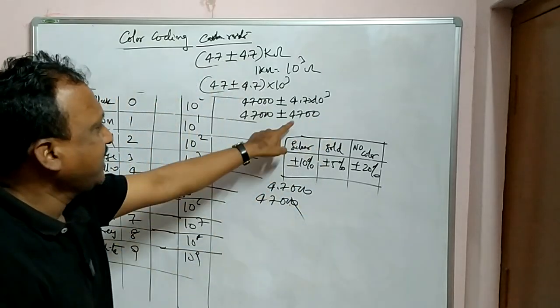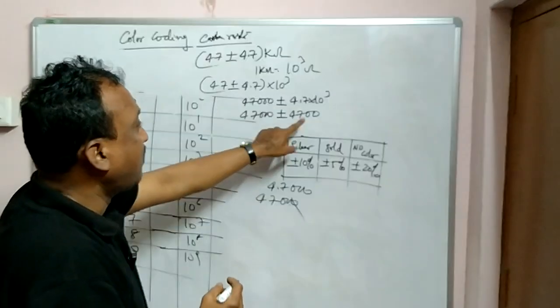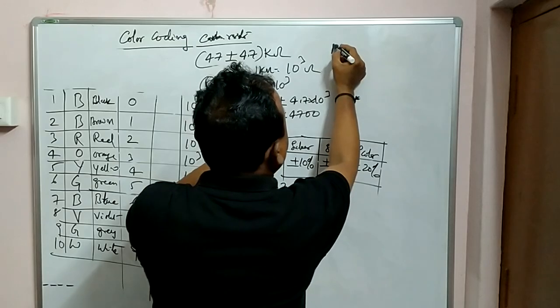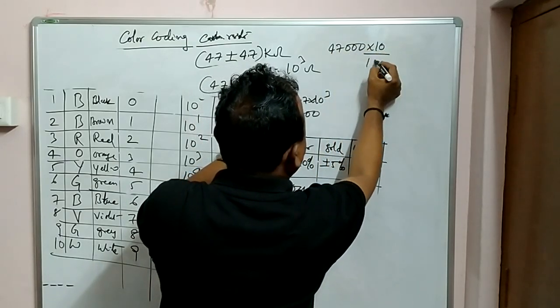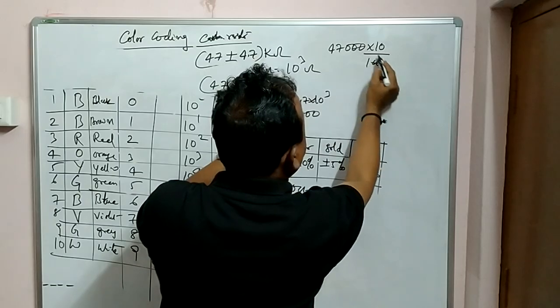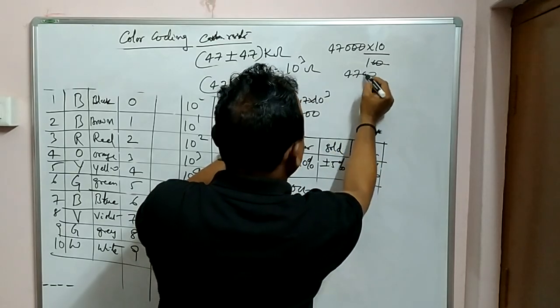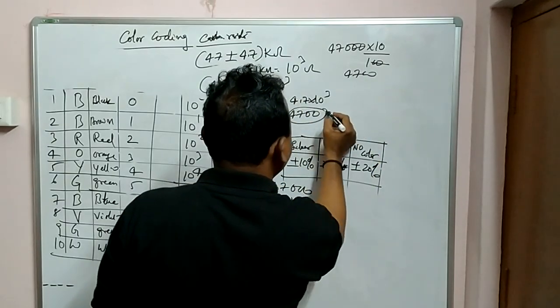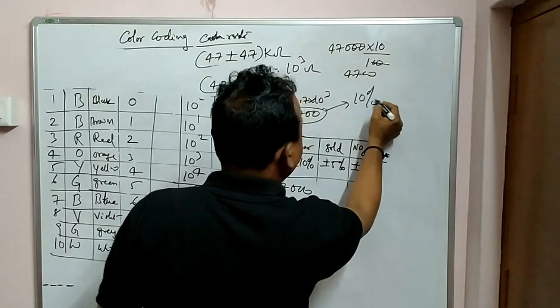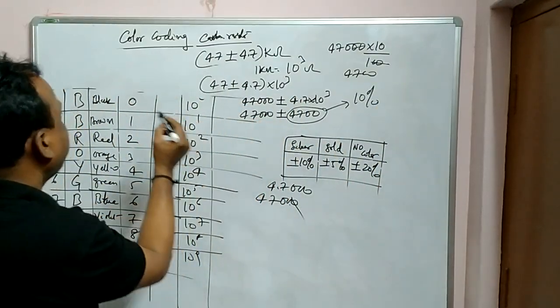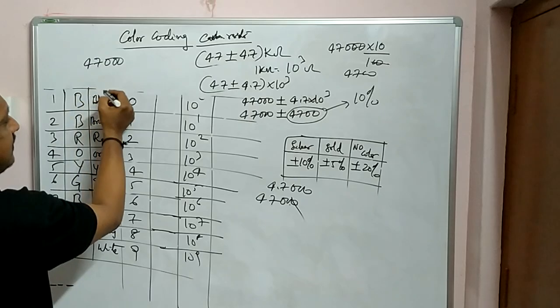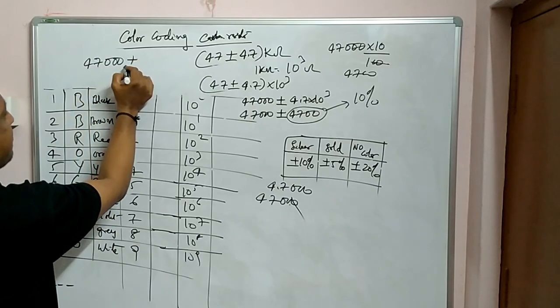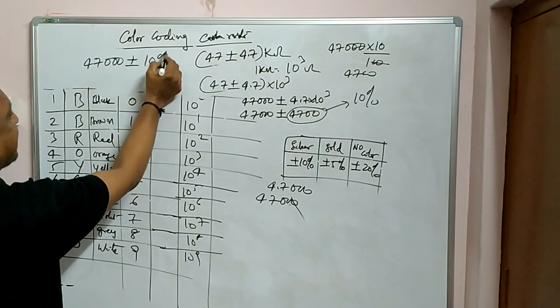Observe once, this 4,700 is how much percent of this one? How much percentage of 47,000? We'll try 10%. How much? 4,700. That means this 4,700 is nothing but 10% of this value. Therefore, 47,000 plus or minus 10%.